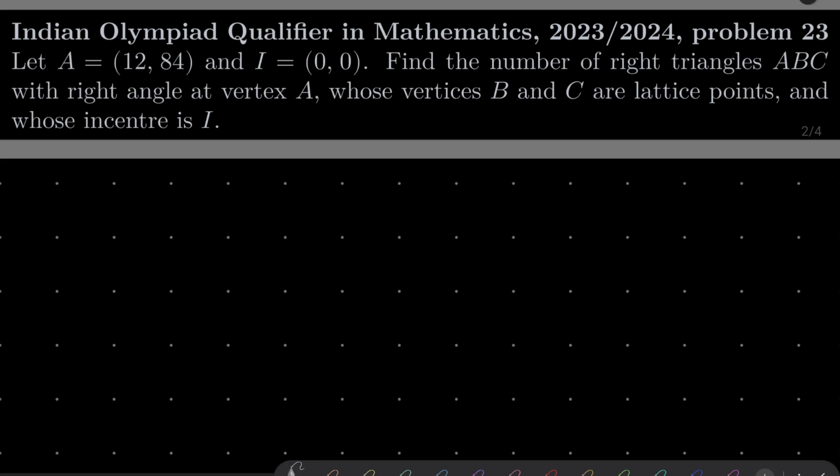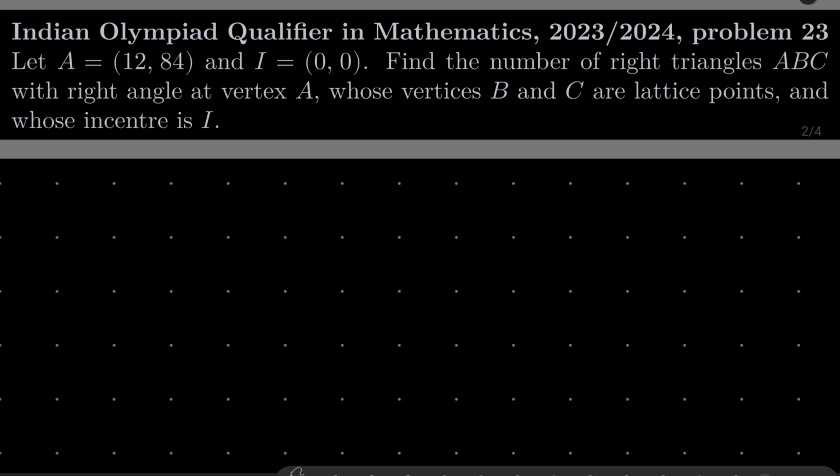Find the number of right triangles ABC with right angle at vertex A, whose vertices B and C are lattice points, meaning that they have two integer coordinates, and whose incentre is the point I, (0, 0). It's a very nice problem combining linear algebra and number theory, as you will see in a moment.